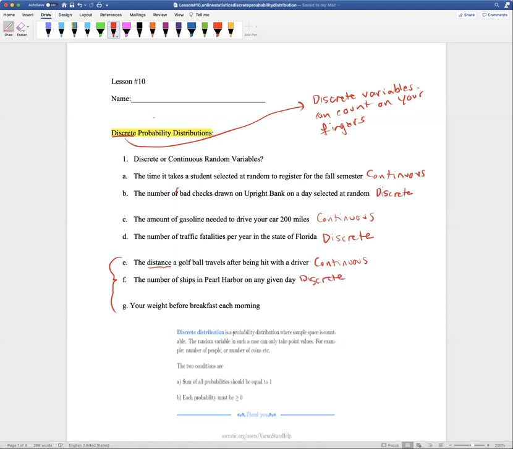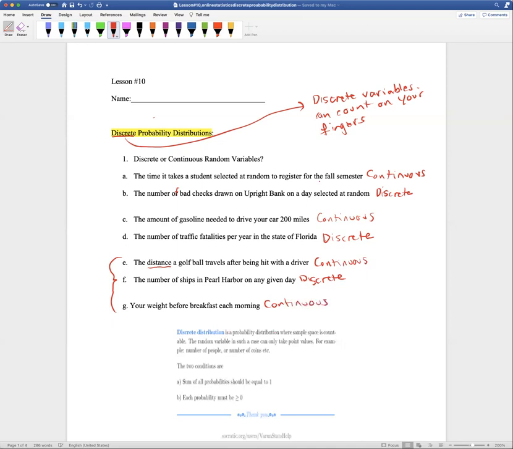Your weight before breakfast each morning, that's something we need to measure. We're not actually 123 pounds. We're probably 123.064289, right? It's on that continuous scale, pounds. So this is continuous. So now that we're comfortable with discrete variables, right?